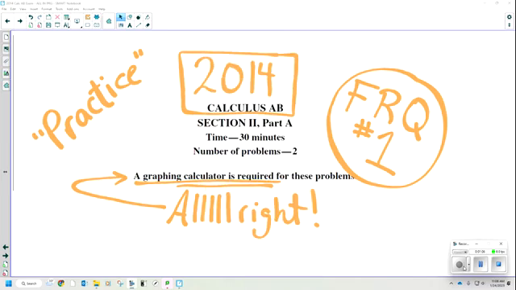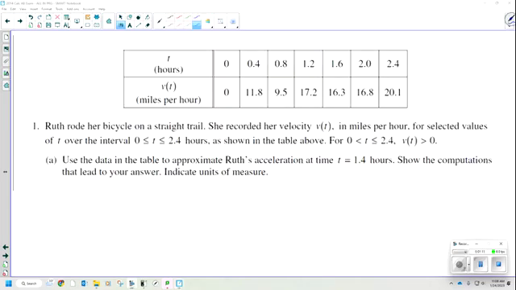All right, let's start free response question number 1. Number 1 reads, Ruth rode her bicycle on a straight trail. She recorded her velocity, v of t, in miles per hour for selected values of t over the interval from 0 to 2.4 inclusive hours, as shown in the table above. So for t in between 0 and 2.4, the velocity of t is always greater than 0.